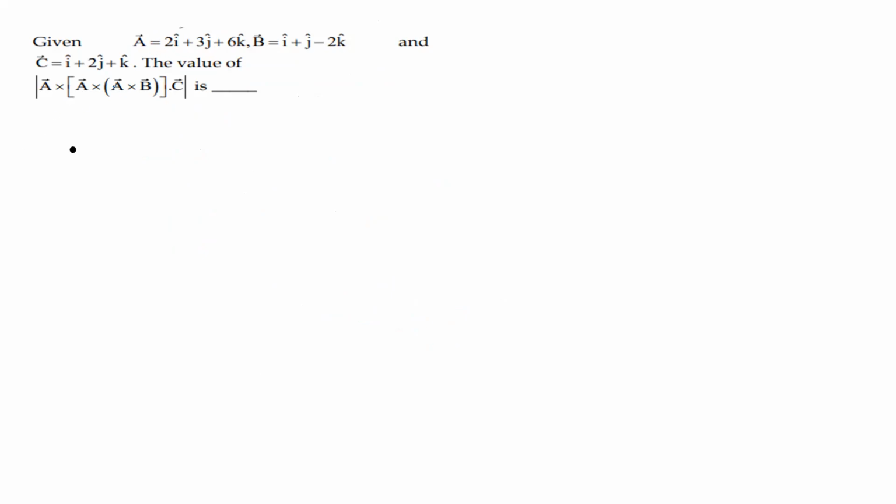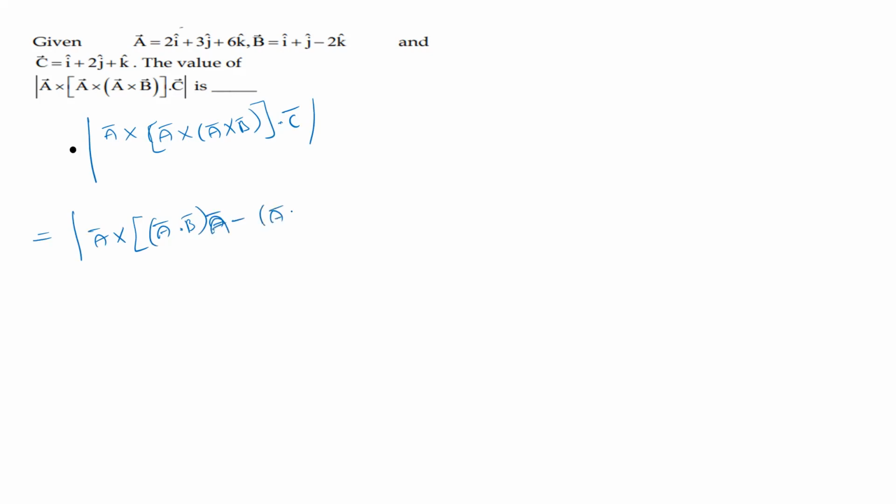24. Now here, a bar, b bar, c bar is given. A bar cross of a bar cross b bar dot c bar. First, take the modulus here. A bar cross. First, inside, apply the vector triple product. What do we get here? A bar dot b bar into a bar minus a bar dot a bar into b bar, dot what? C bar.